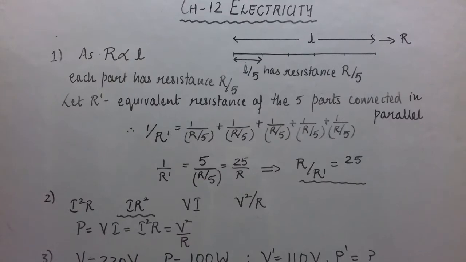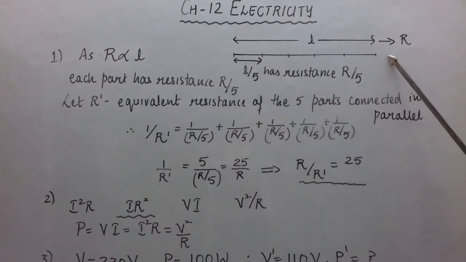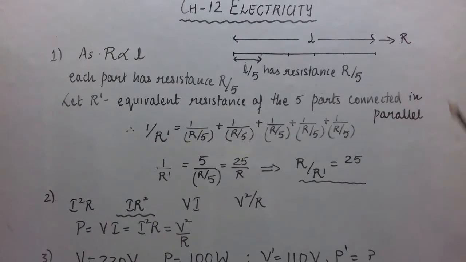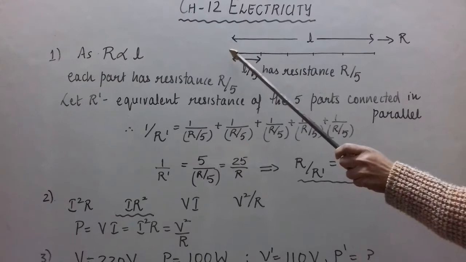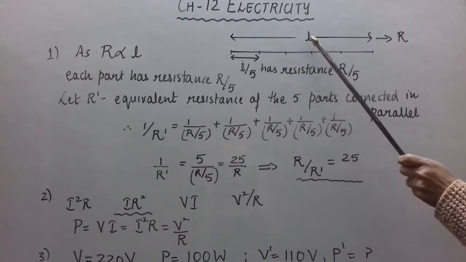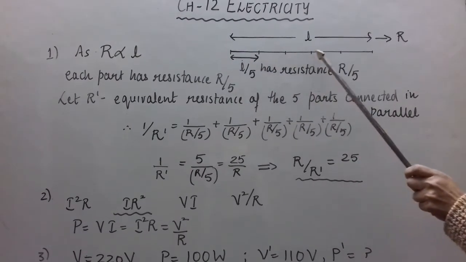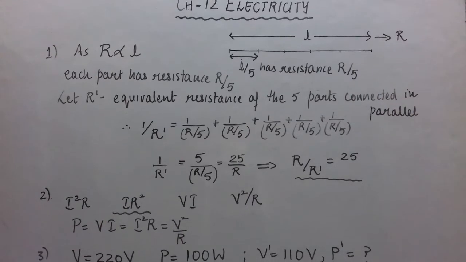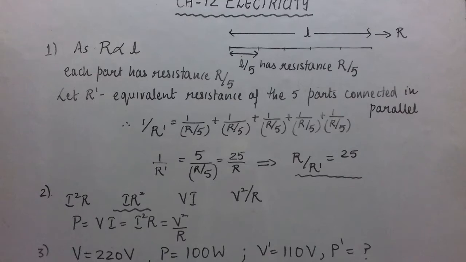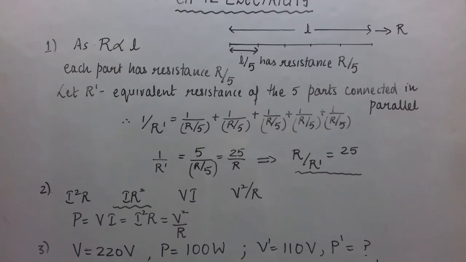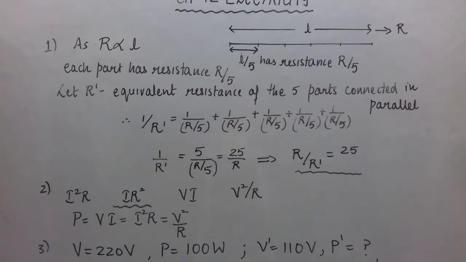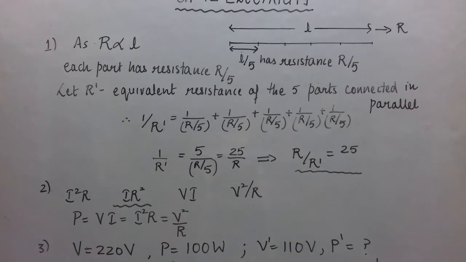A piece of wire of resistance R. So consider this is a piece of wire having resistance R. It is cut into 5 equal parts. So here I have shown that let L be the original length. So this is cut into 5 equal parts. These parts are then connected in parallel. If the equivalent resistance of this combination is R dash, then the ratio R by R dash is.